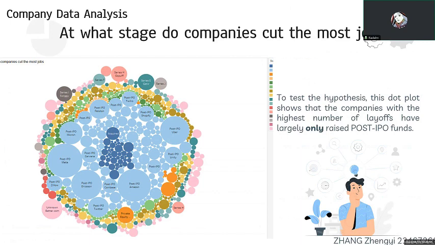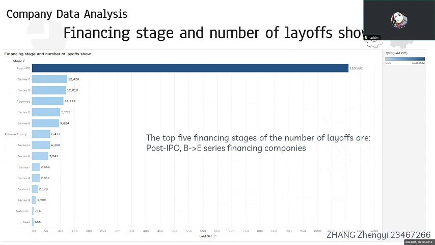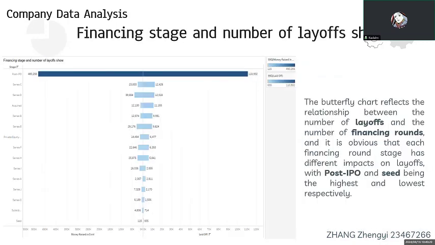In order to show the relationship between the number of layoffs and the company's financing stage, I first plotted the financing stages with the highest number of layoffs. The top 5 financing stages with the highest number of layoffs are shown in the slides. In order to see the relationship more intuitively, I drew a butterfly diagram. From the figure, it can be seen that the number of layoffs is highest in the post-IPO stage and least in the seed stage, and for the other financing stages, the number of layoffs is arranged in order with no pattern.